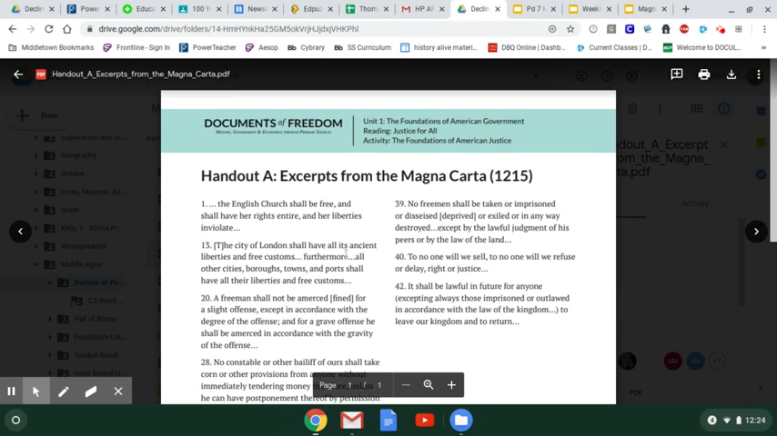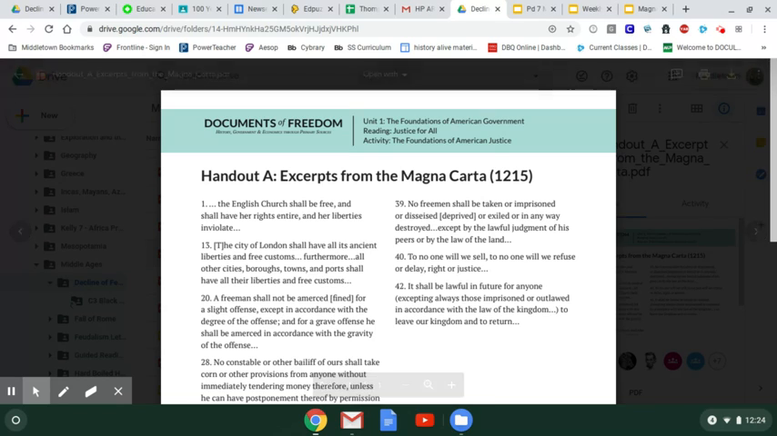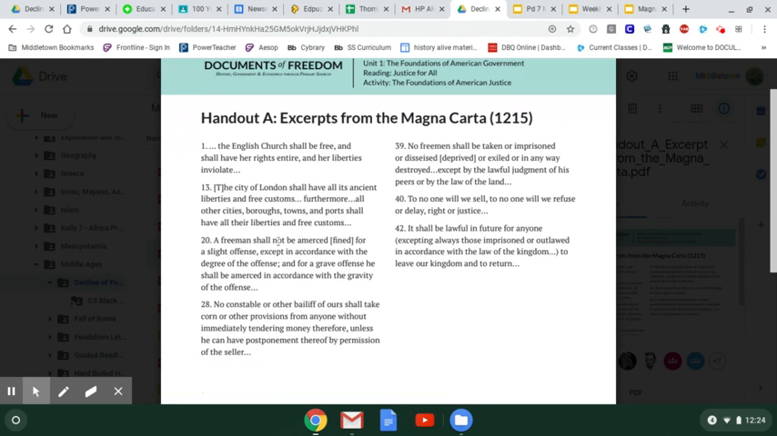Excerpt number 1. The English Church shall be free and shall have her rights entire and her liberties inviolate. So you'll see some funky wording here, but what this means basically is that the English Church shall be free and all of the church's rights and freedoms, liberties, shall not be inviolated. So shouldn't be violated, meaning taken away.